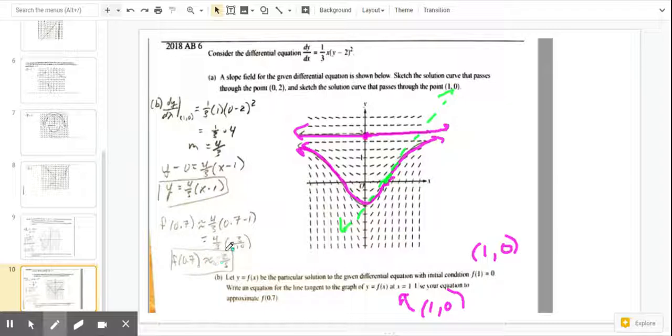So then we need to plug in 0.7 because we have to approximate the function value at that point. So 4/3 times (0.7 minus 1). 0.7 minus 1 is negative 3/10. I put it as a fraction just because it's easy to cancel out the 3's here. So then we're left with negative 4/10, which is negative 2/5, or negative 0.4.